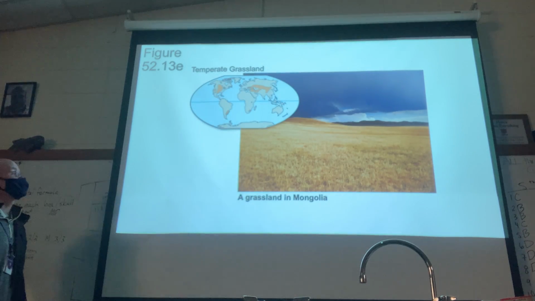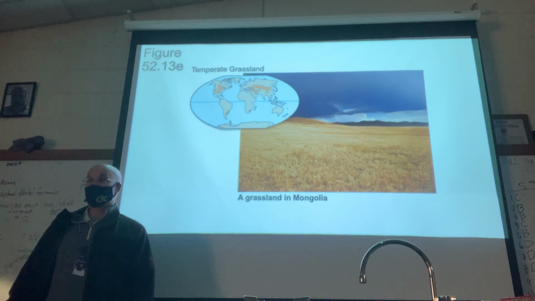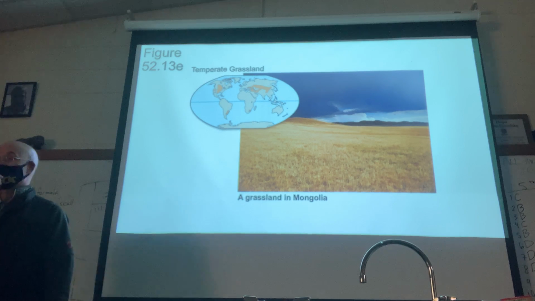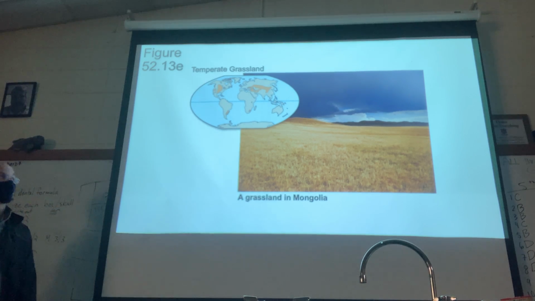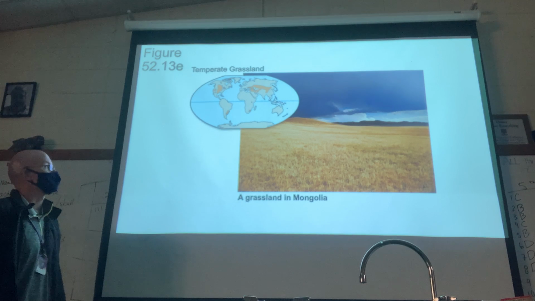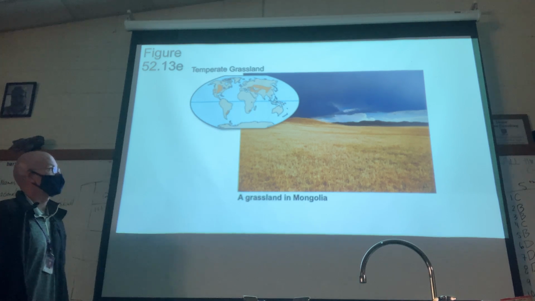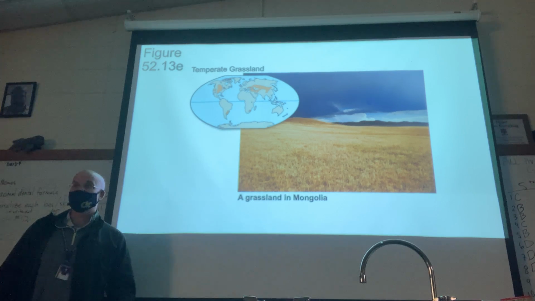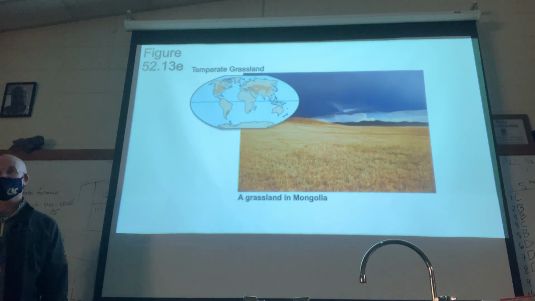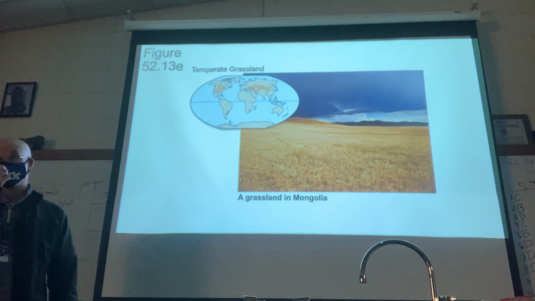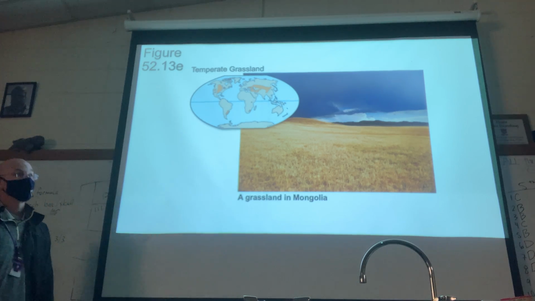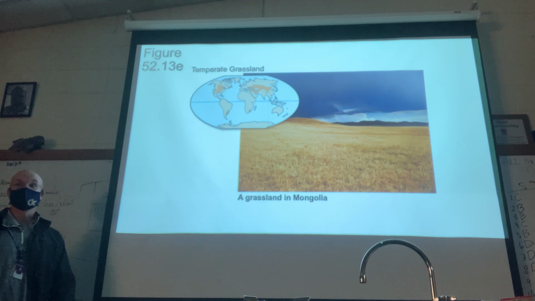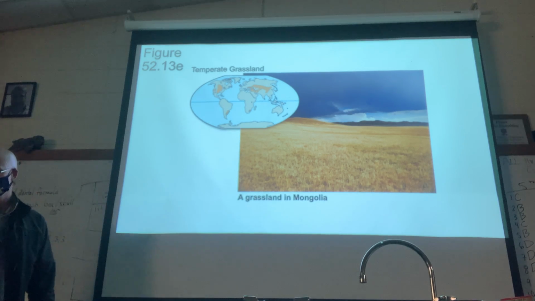You have grasslands, which don't really have the precipitation to support entire forests, but enough to support the grasses. Which, by the way, grass is a fairly new plant. It just showed up about 30 million years ago, and it really changed the entire ecology of the globe.